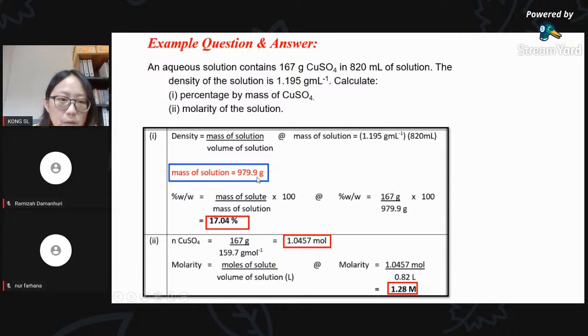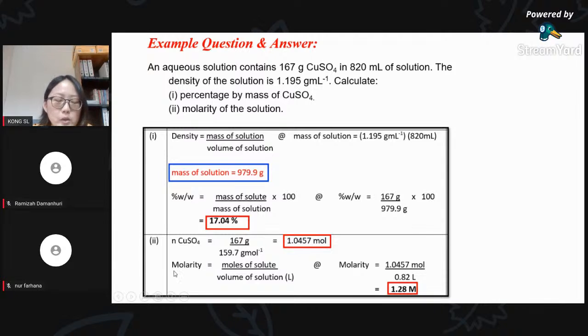If you succeed in finding the mass of solution, the mass of solid is given. 167 actually is the mass of solid. So what is the mass of solvent? 979.9 minus 167. That is the mass of solvent.